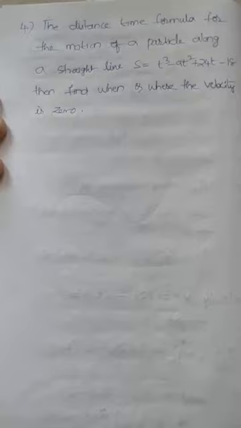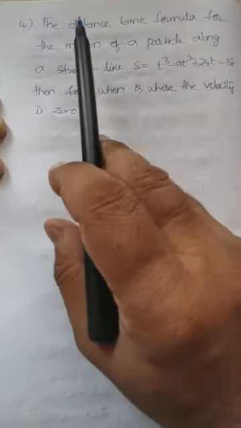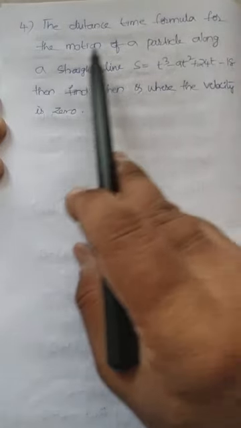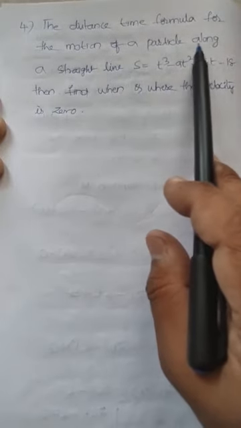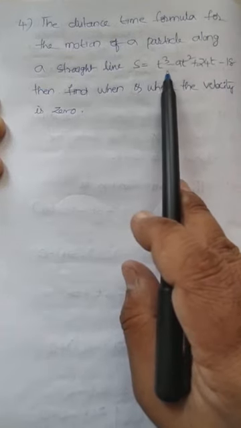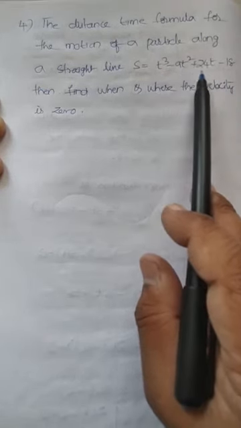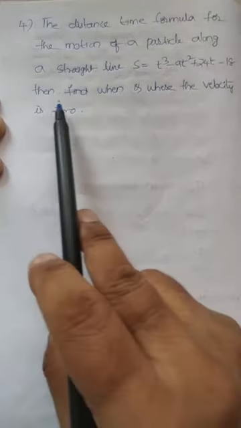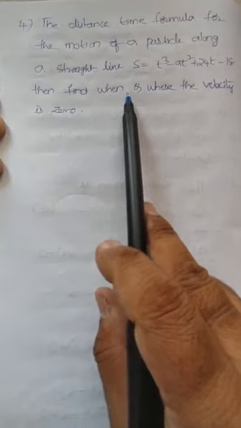Now, problem number 4. The distance-time formula for the motion of a particle along a straight line is given as s = t³ − 9t² + 24t − 18. Then find when and where the velocity is 0.